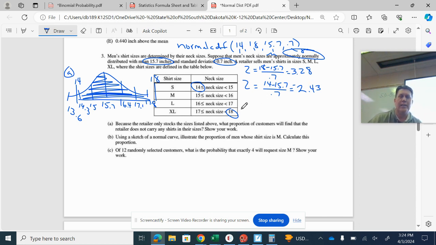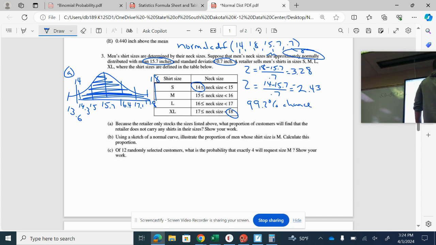Okay, so now you get this. And the last 2 points that I always graded, 99.2% chance you have one of these sizes.